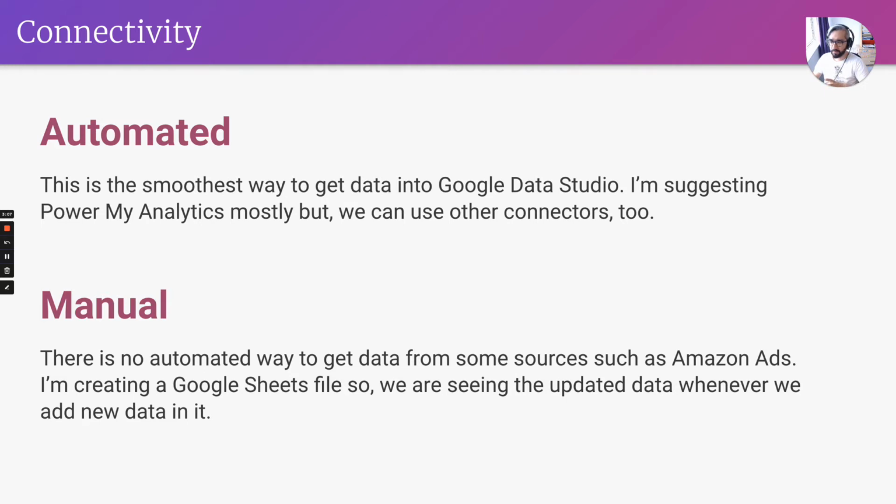I mostly use PowerMyAnalytics, but we can use Integromat or Supermetrics, or your own automated connections. Google Data Studio also has a native connection with all the Google ecosystem and some databases such as MySQL. But my suggestion is to use a mediator such as PowerMyAnalytics or Supermetrics to pull the data automatically. You can choose manual data import, for example, maybe you have a virtual assistant who exports the data from data sources and puts it into a Google spreadsheet, and that is okay. But the first one is the suggested one.